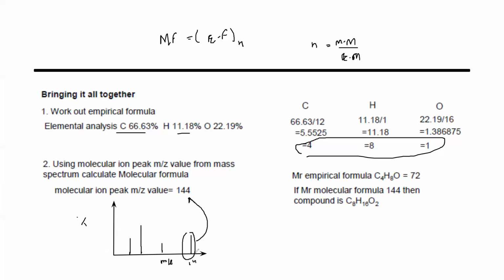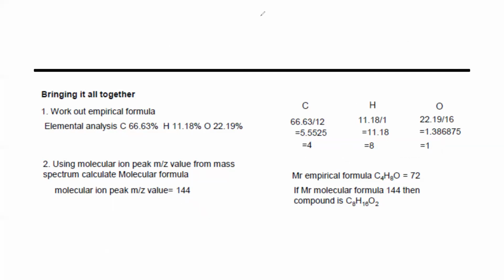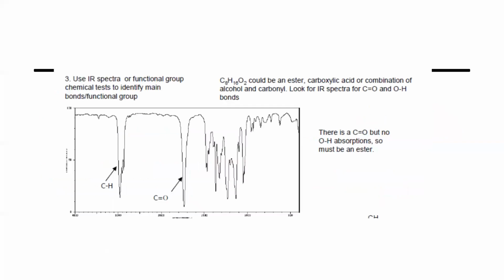So for example, in this case, if it was 144, then the molecular mass is 144. The empirical mass is 72. Molecular mass divided by empirical mass gives the value of N, which is 2 here. So 2 will be multiplied with carbon, with hydrogen, with oxygen. So the molecular formula of this compound is C8H16O2. Is it clear? Yes.